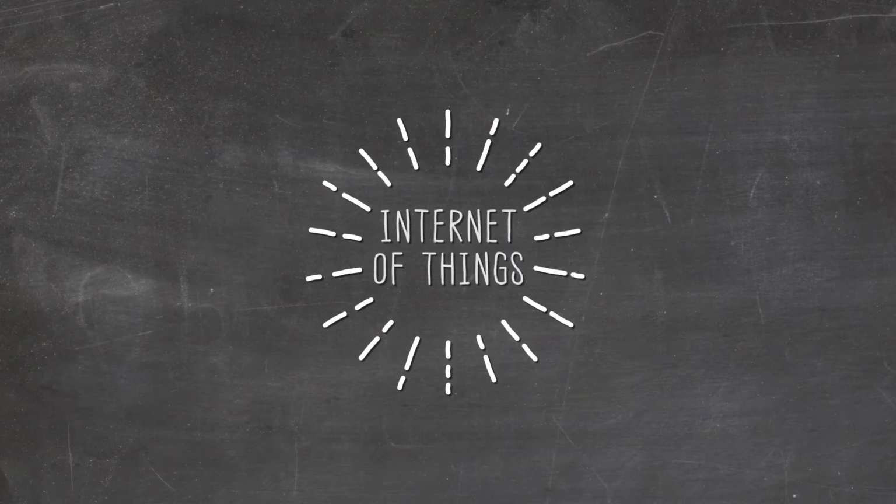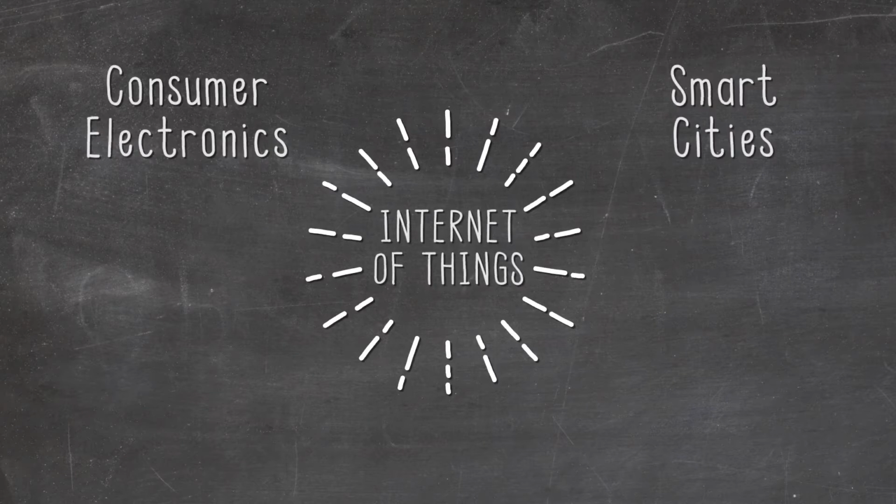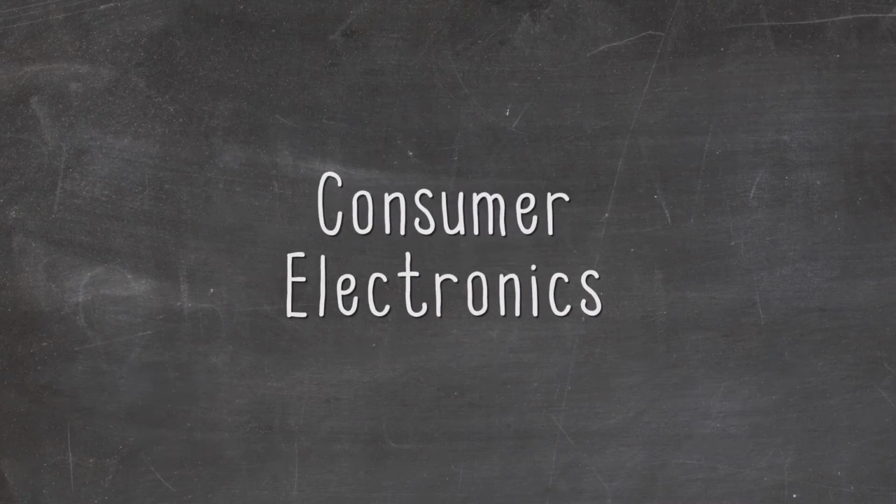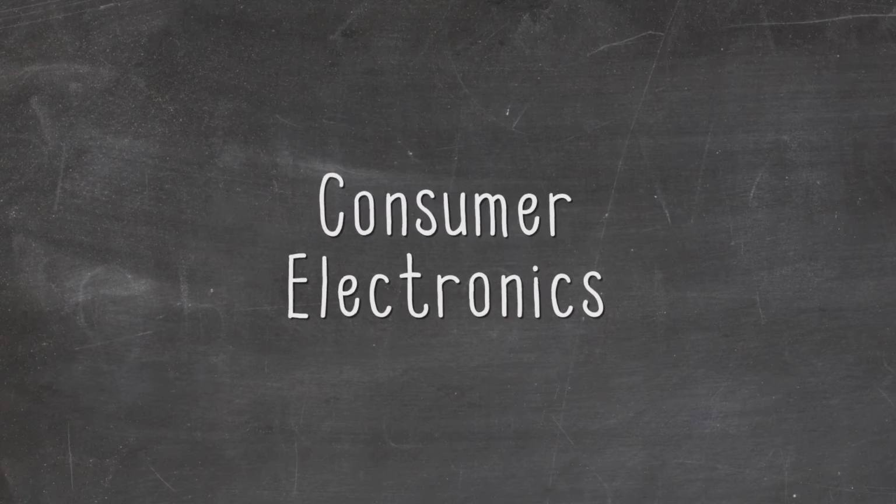Qualcomm is currently focused on 4 categories of IoT: consumer electronics, smart cities, smart homes, and voice and music. Let's go a little bit deeper into each category. First up is consumer electronics.